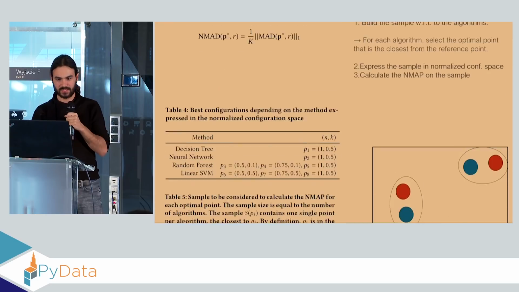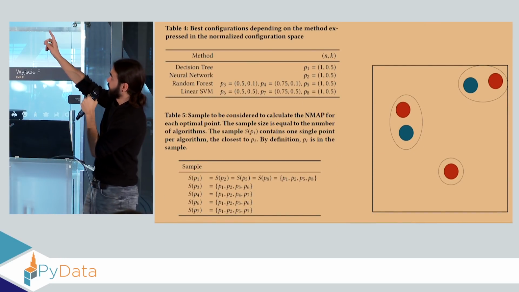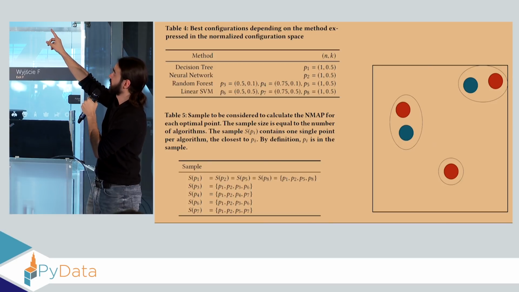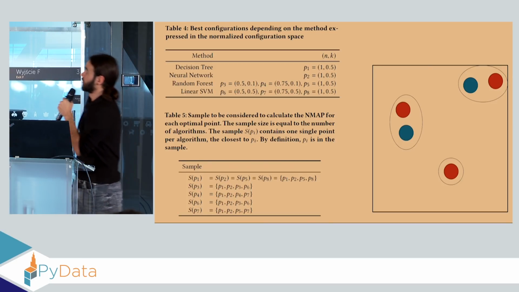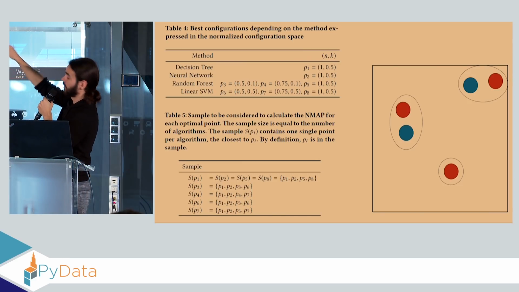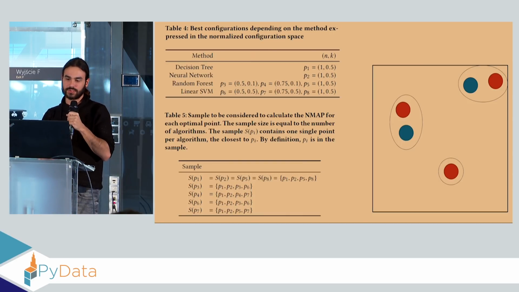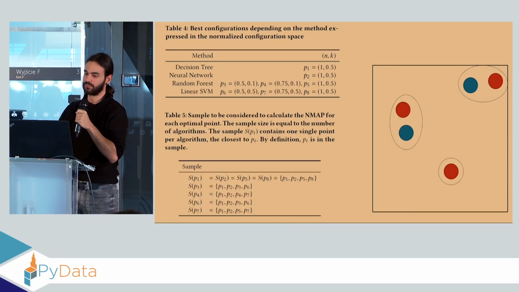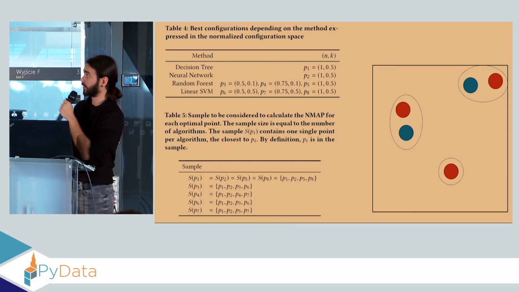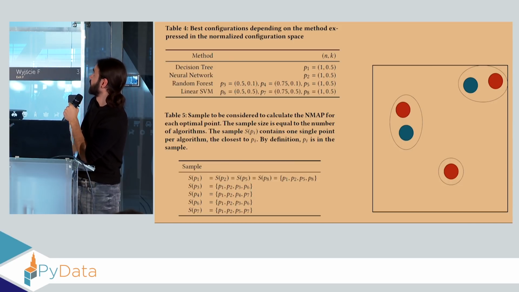So the idea, on the small example that I've shown you, you can see on table 4 the expression of every optimal point in the normalized space, then you can see also the samples, how they are built. And the idea why we're taking only 1 point per algorithm is that, let's assume that you have 2 optimal points in blue for the first algorithm and 3 for the second algorithm.